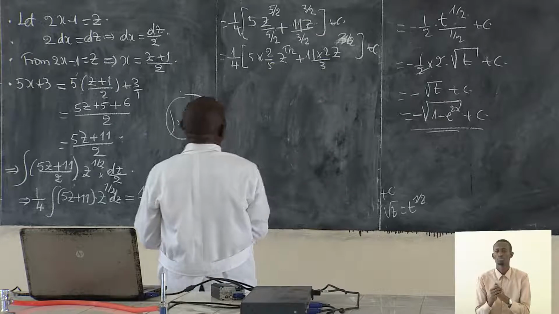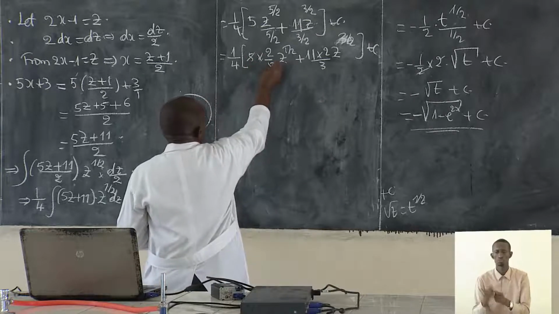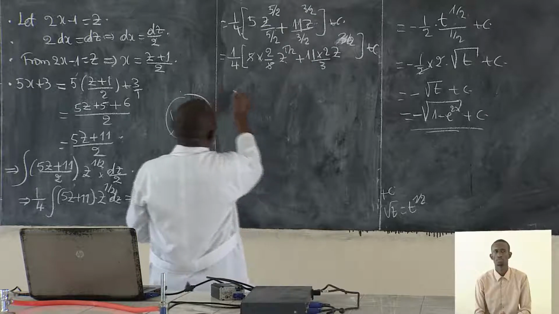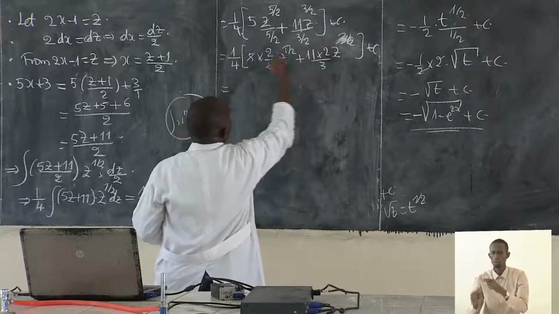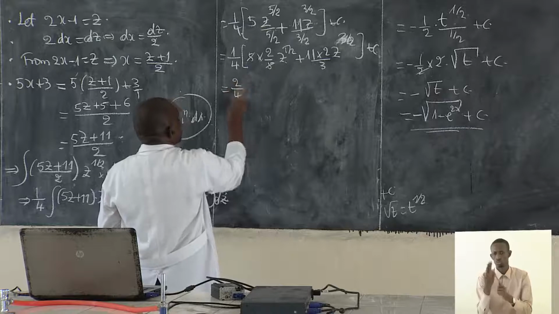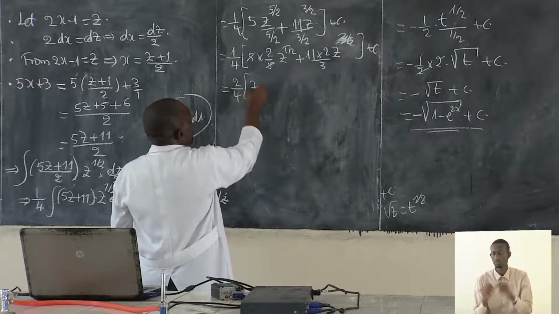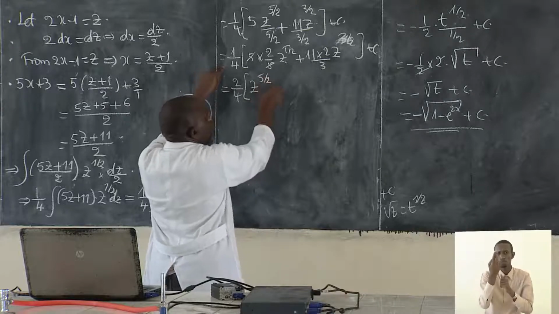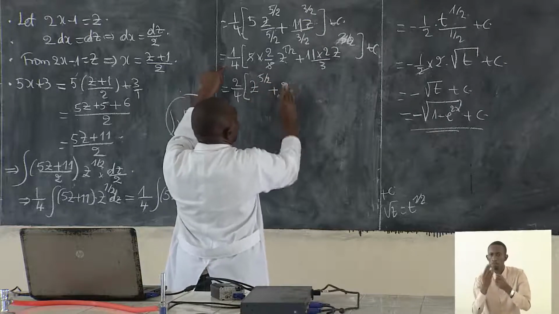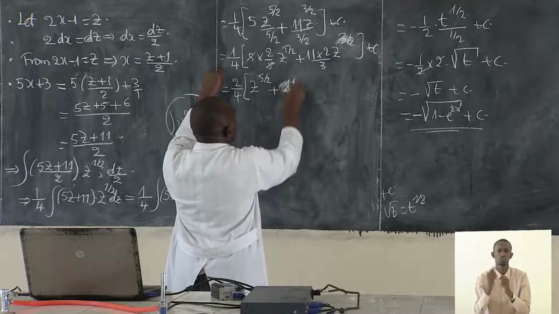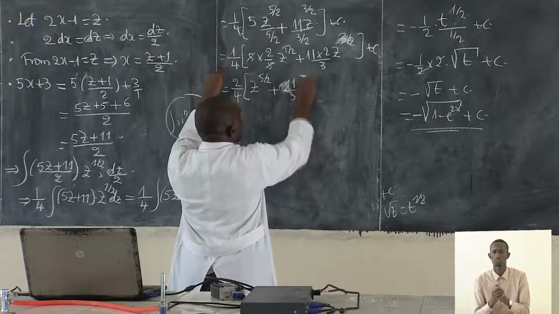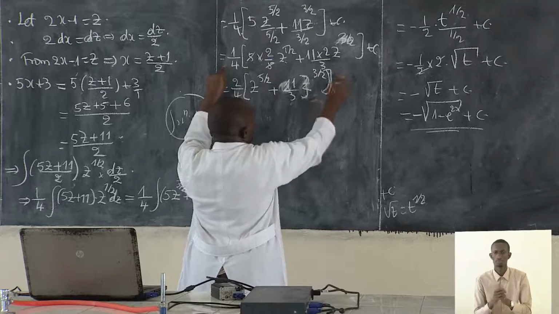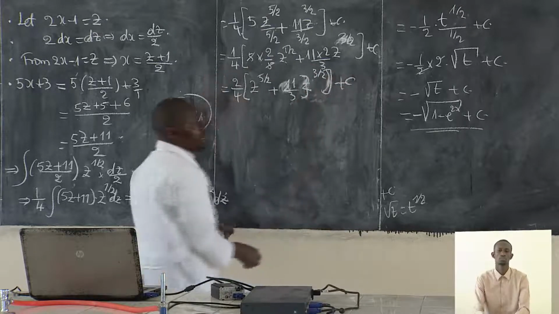Here you can simplify. Yes. And then I will be having these 2 appearing here. That is 2 divided by 4, z power 5 divided by 2 plus 22, 11 divided by 3, z power 3 over 2 plus c. Are we together?